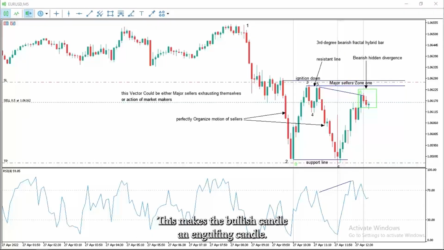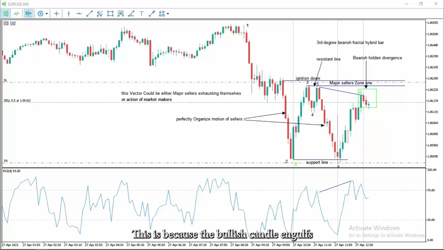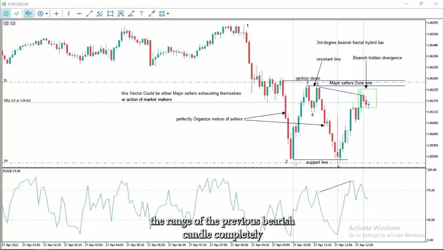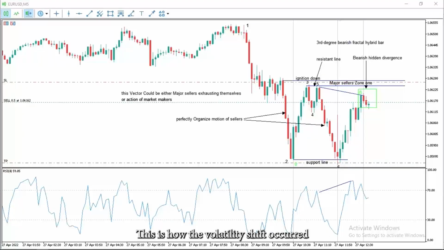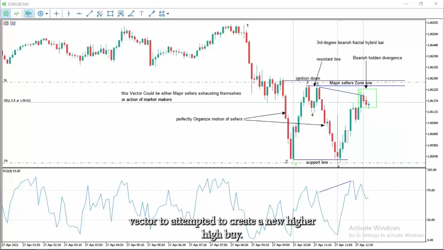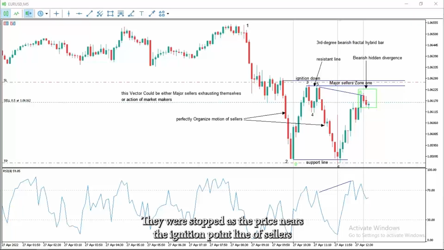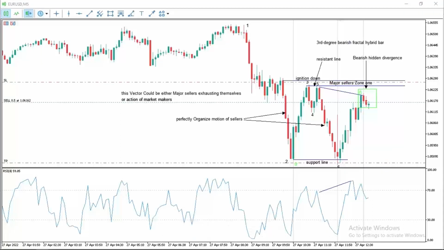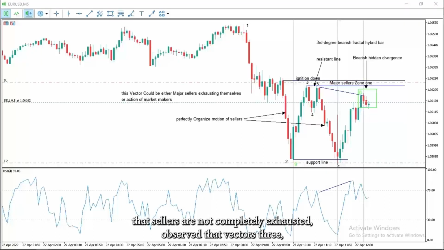This makes the bullish candle an engulfing candle. This is because the bullish candle engulfs the range of the previous bearish candle completely. This is how the volatility shift occurred at vector 2. These buyers that won the volatility shift at vector 2 attempted to create a new higher high, but they were stopped as the price neared the ignition point line of sellers, marked in a blue horizontal line and labeled ignition down. This means that sellers are not completely exhausted.